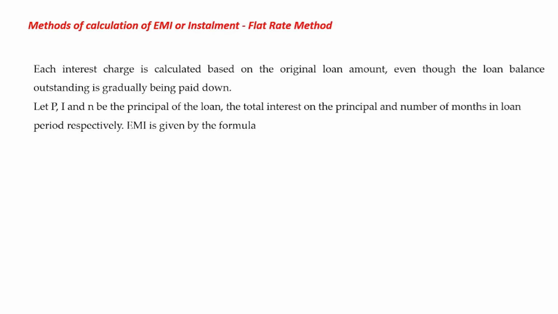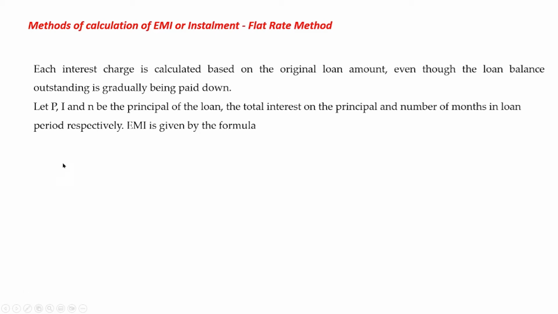Now we will see the two types of calculation of EMI or installment. The first one is called the flat rate method. In this flat rate method, each interest charge is calculated based on the original loan amount. So the interest is calculated on the original amount, although every year the loan balance is getting reduced. In this flat rate method, interest is calculated based on the original loan amount itself.